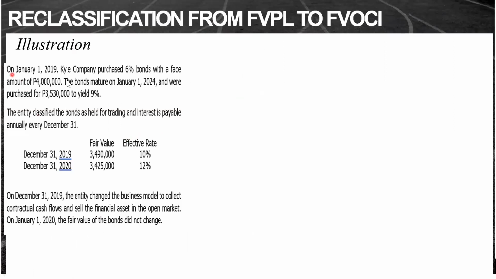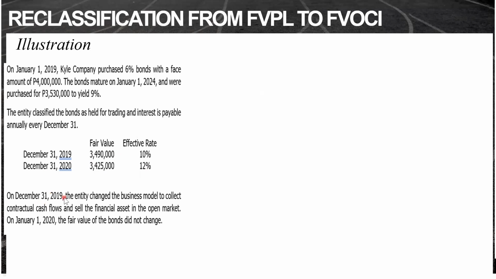So you have here, on January 1, 2019, Kyle Company purchased 6% bonds with a face amount of 4 million. The bonds mature on January 1, 2024 and were purchased for 3,530,000 to yield 9%. The entity classified the bonds as held for trading and interest is payable annually every December 31. So here's the fair value. December 31, 2019, you have 3,490,000. The effective rate is 10%. December 31, 2020, the fair value is 3,425,000. The effective rate is 12%.